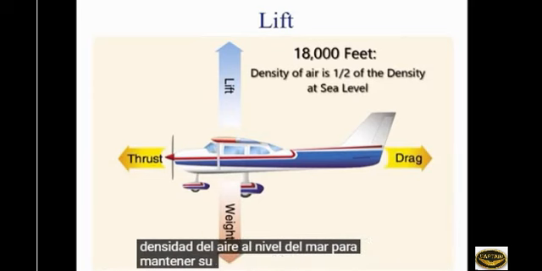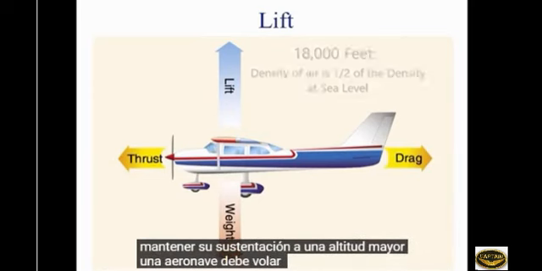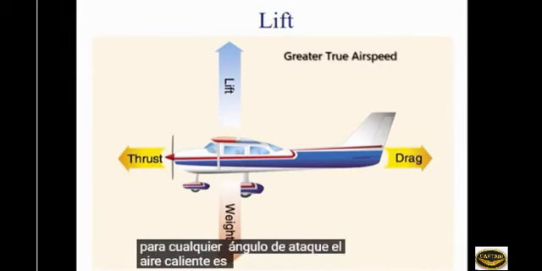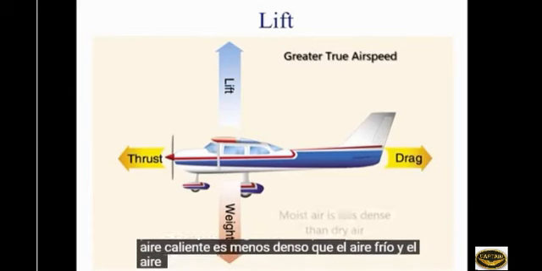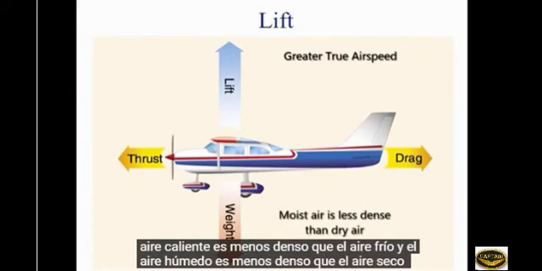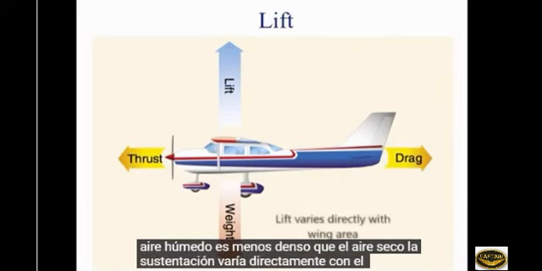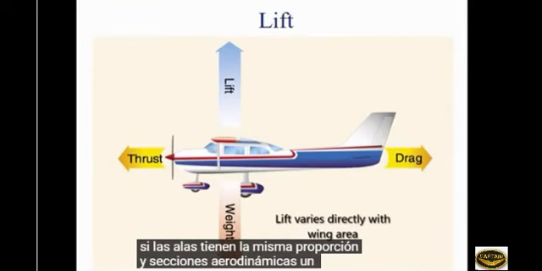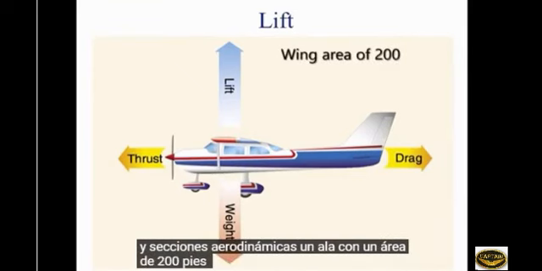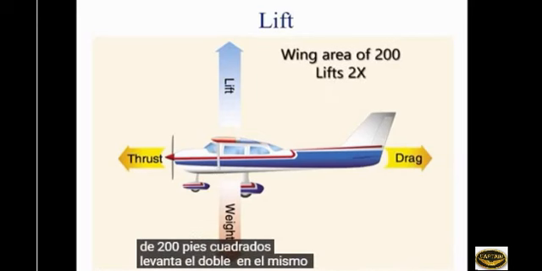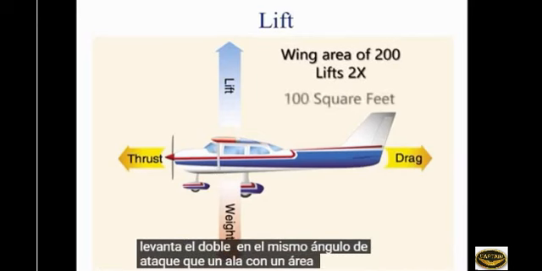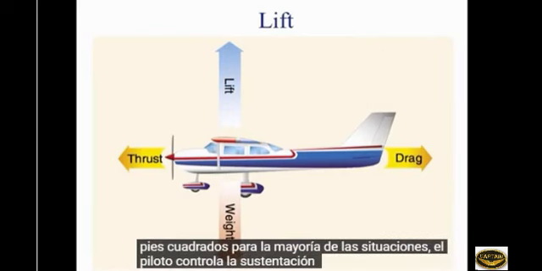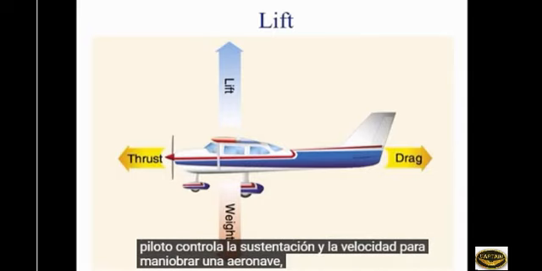In order to maintain its lift at a higher altitude, an aircraft must fly at a greater true airspeed for any given angle of attack. Warm air is less dense than cool air, and moist air is less dense than dry air. Lift varies directly with the wing area. If the wings have the same proportion and airfoil sections, a wing with an area of 200 square feet lifts twice as much at the same angle of attack as a wing with an area of 100 square feet. For most situations, the pilot controls lift and velocity to maneuver an aircraft.